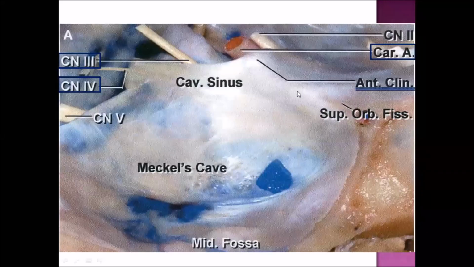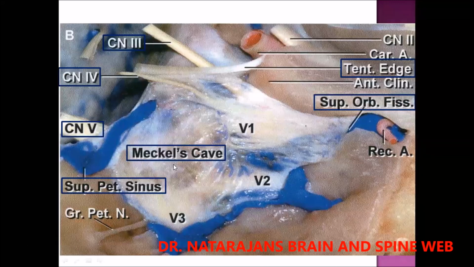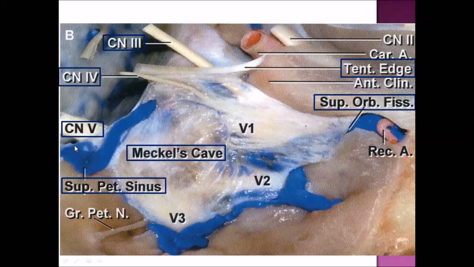Now these are the dural reflections, and this is the tentorial edge. The cavernous sinus extends below the tentorial edge. Now the dural reflections are going to be removed. So now the dural reflections are removed. This is the tentorial edge. This is the third nerve and fourth nerve which are entering the roof of the cavernous sinus. This is the dorsal root of the fifth nerve, and this is the superior petrosal sinus running above the fifth nerve, and this is the Meckel's cave.